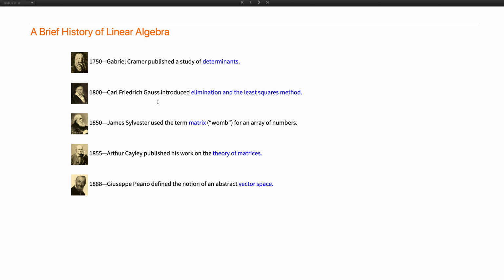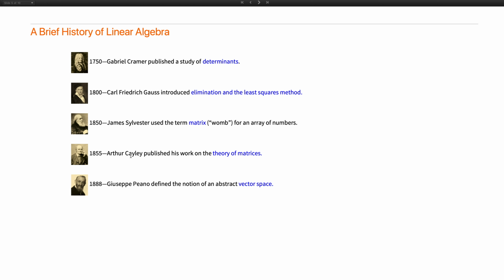Now, Gauss was a genius, but his real interest in this case was to try and do geodesy and apply these ideas to real world problems. But the mathematical theory of linear algebra really began around 1850 when James Sylvester used the term matrix, or womb, for an array of numbers. Sylvester and his friend Arthur Cayley worked on matrices, and Cayley published his work on the theory of matrices around 1855. So Sylvester and Cayley were great friends.